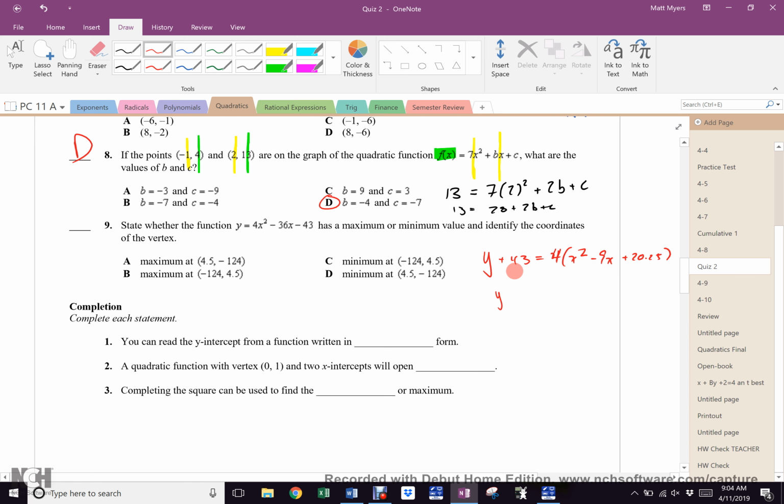So y plus 124 equals 4 times x minus 4.5 squared. y equals 4 times x minus 4.5 squared minus 124. So my vertex is 4.5, negative 124. Right? Now, is this a happy parabola? Yes, so it opens upwards, yes? So the vertex is a minimum, D.